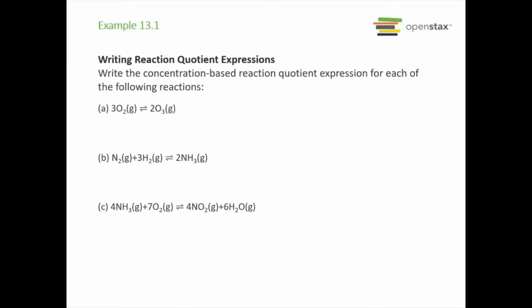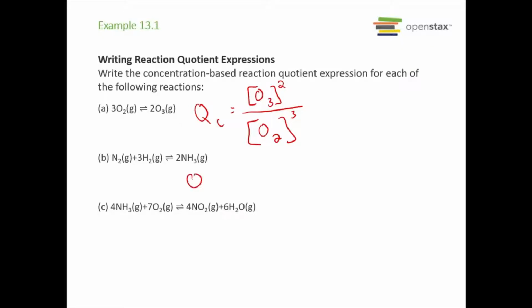So let's talk about writing these expressions. We're going to do some examples here. Write the concentration-based reaction quotient expression for each of the following reactions. So A, we have 3O2 going to 2O3. So our Qc, we're going to start with our product. So we just have O3 and its coefficient raised to the second power, divided by our reactant, O2, and that's raised to the third power.